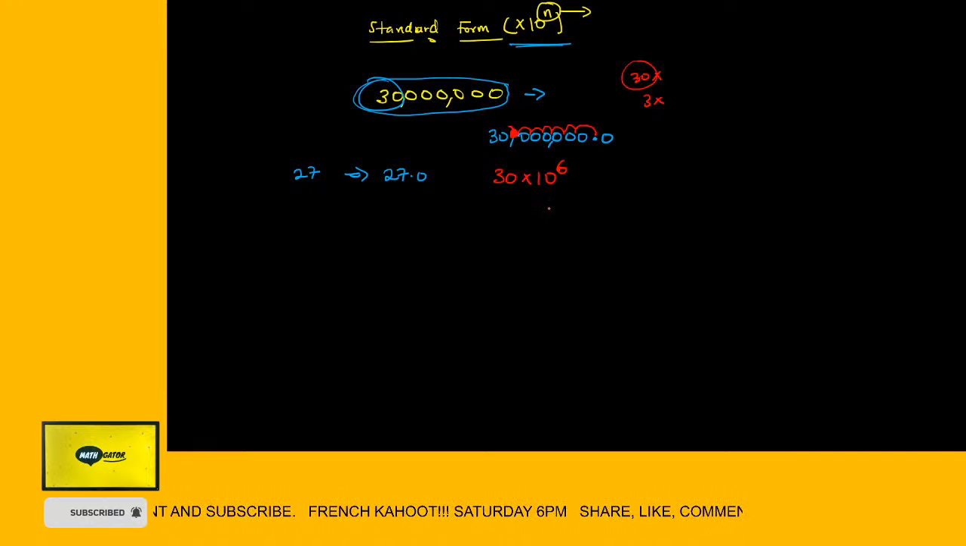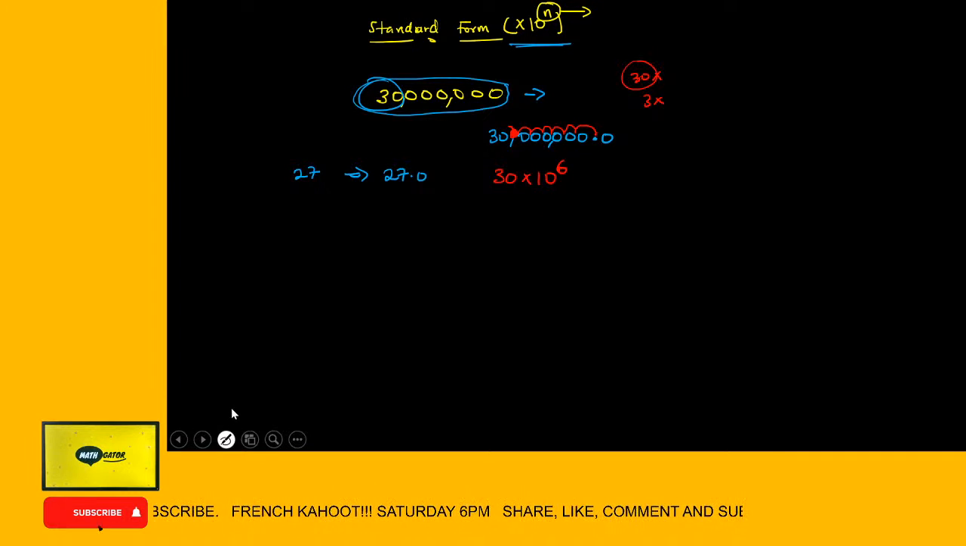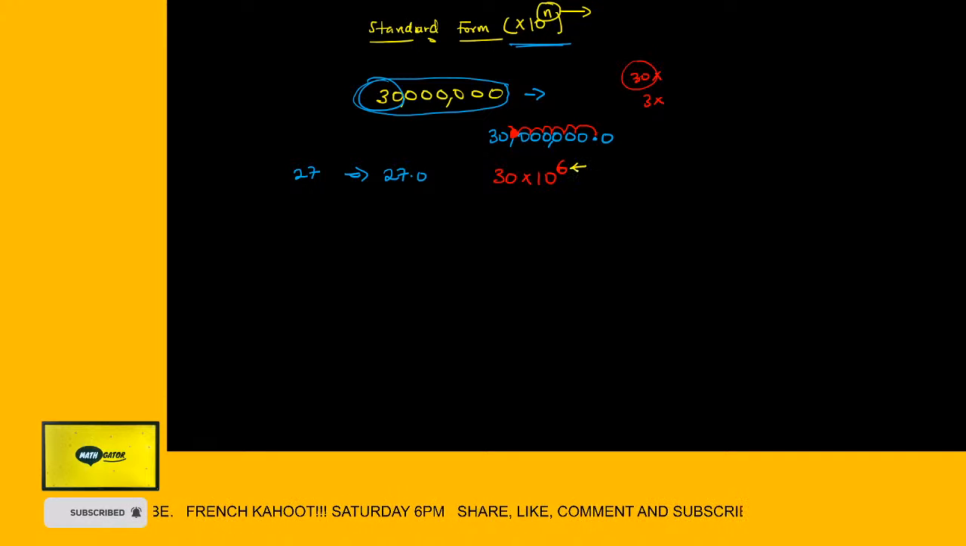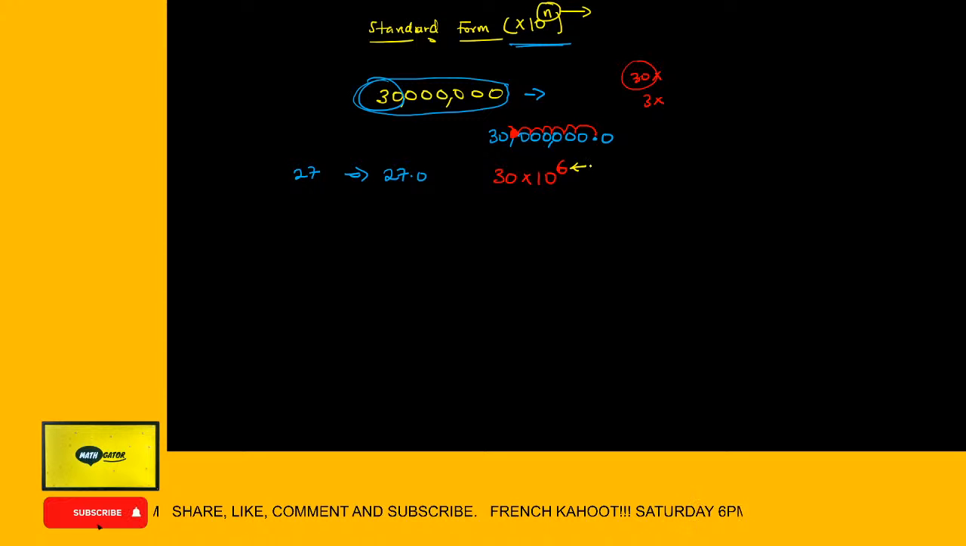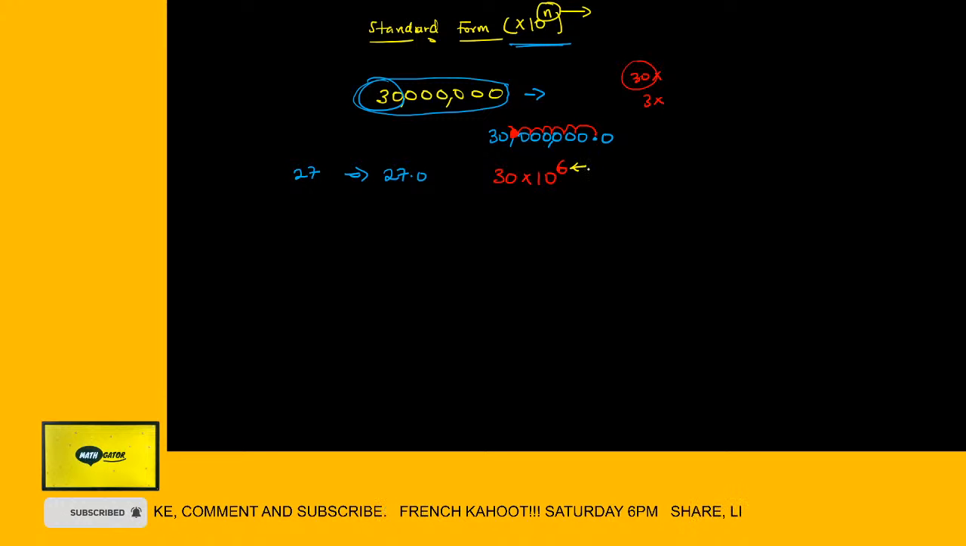Now, the power 6, this is called an index. The index should have a charge. The index can be positive, the index can be negative. With a negative index, it depends on which direction you are moving when you are flipping. The positive index also depends on which direction you are moving when you are flipping.